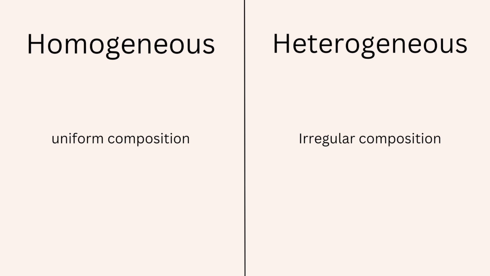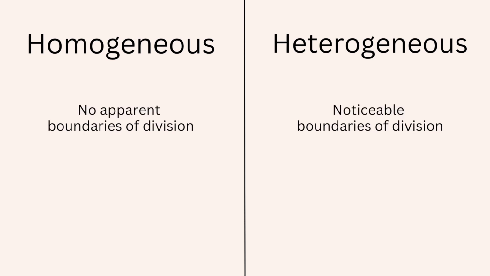But in the case of heterogeneous mixtures, that may not be true. A heterogeneous mixture might be salt and pepper mixed together. If you take a pinch of it, you cannot exactly say how many particles of salt or pepper you have, and if you take a different pinch, you'll have a different amount of salt and pepper in it. That is what they mean by uniform and irregular composition. Now moving on to the third point.